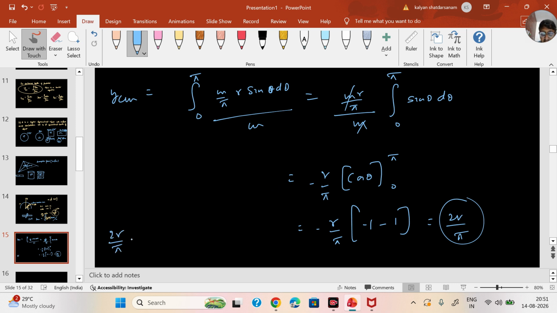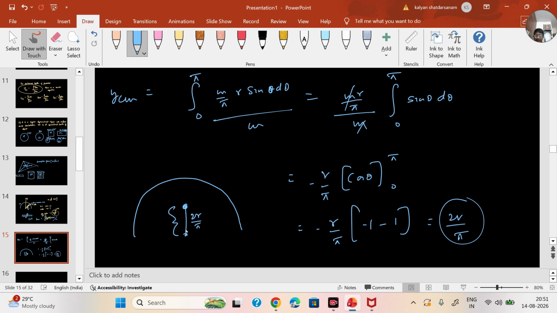2r by pi, it is less than r. Na? So semicircular wire, let me try to draw it properly. This one, center of mass is at a height 2r by pi. It is less than r. If it is r, it should have been here. It's less than it, somewhere here. So this distance is 2r by pi. So center of mass of a semicircular wire is at a height 2r by pi from center.